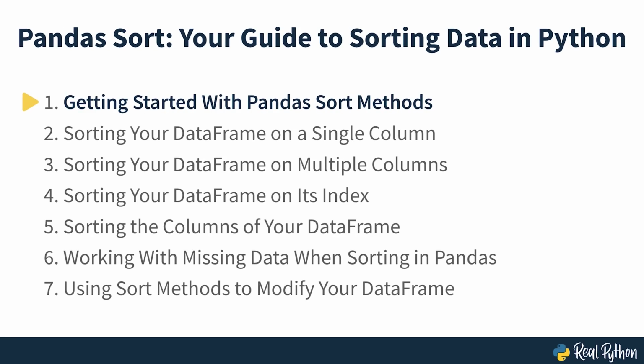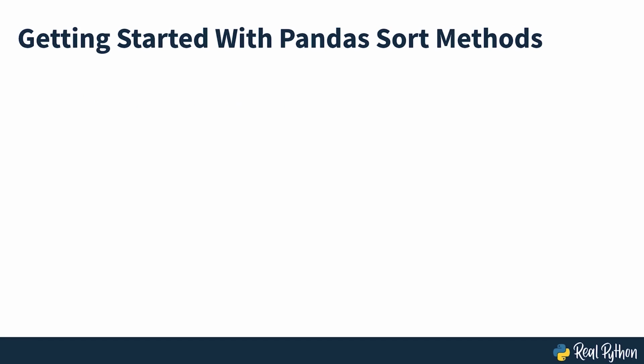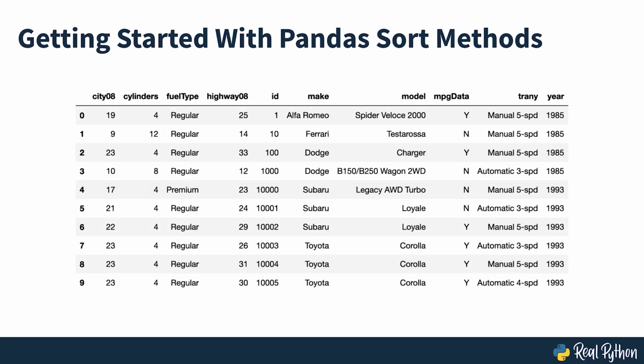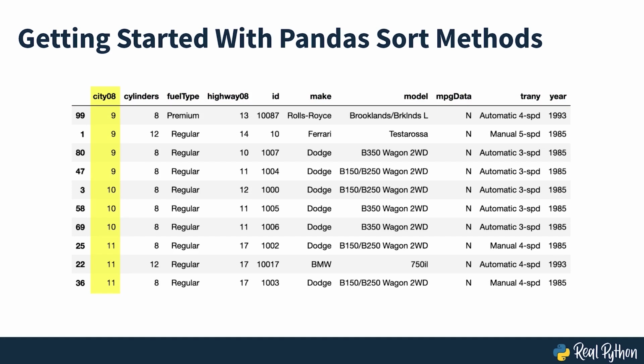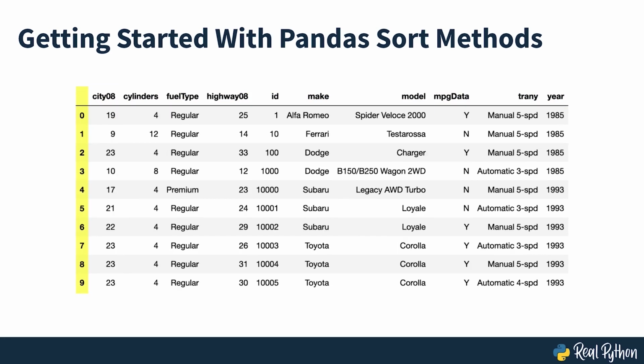Getting started with Pandas sort methods. As a quick reminder, a data frame is a data structure with labeled axes for both rows and columns. You can sort a data frame by row or column value, as well as by row or column index. Both rows and columns have indices, which are numerical representations of where the data is in your data frame.